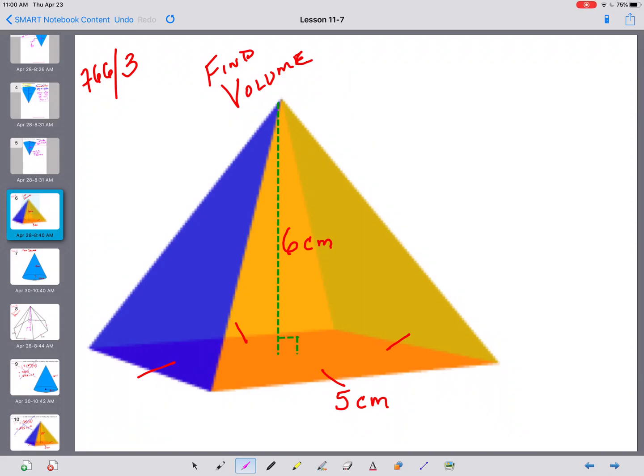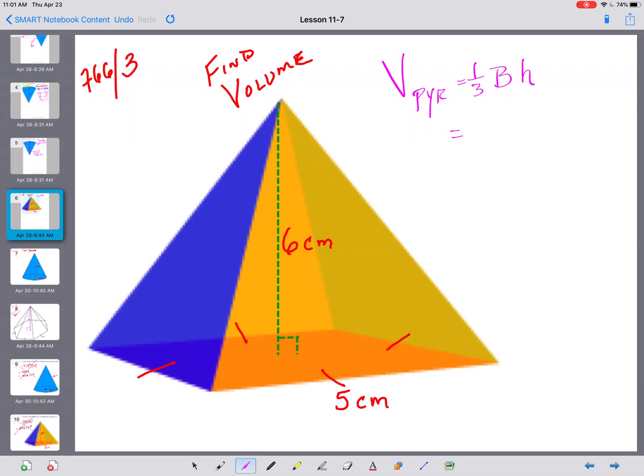Here we are going over geometry homework, page 766. We're looking at number 3 and we're looking for volume on this one. Hey, we've got volume of a pyramid. Our formula is 1/3 capital B times H. Capital B is area of the base.